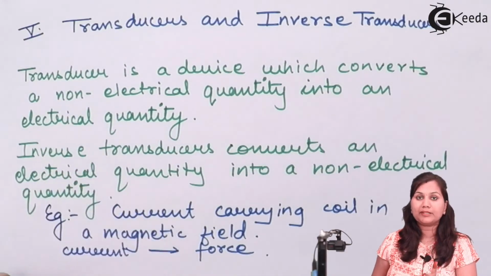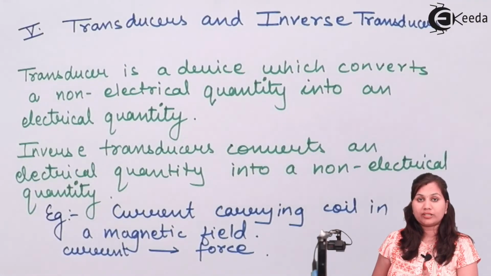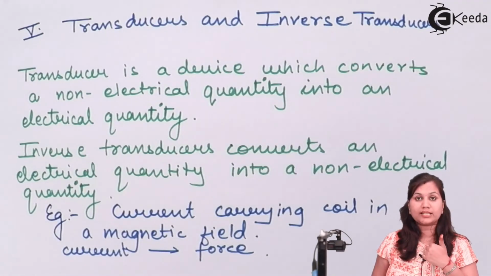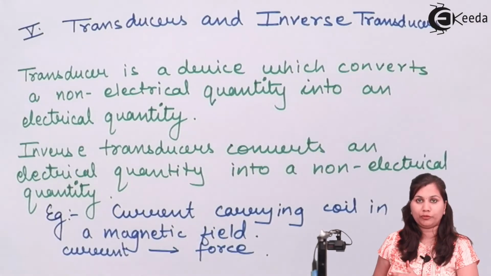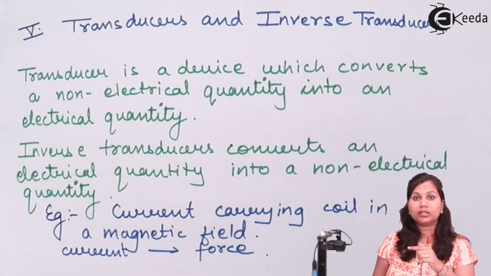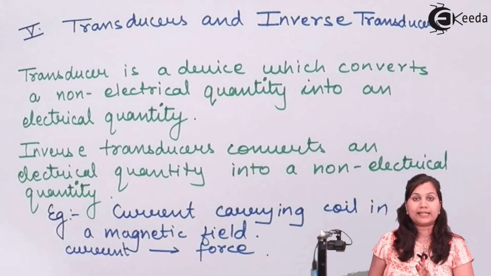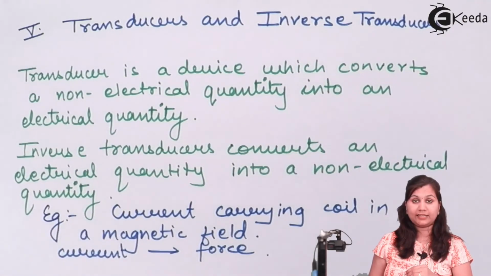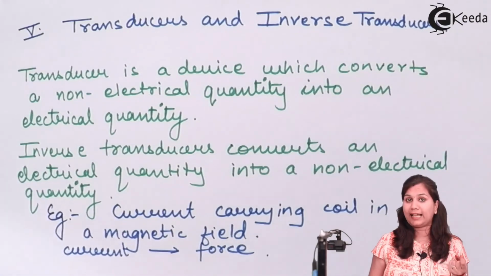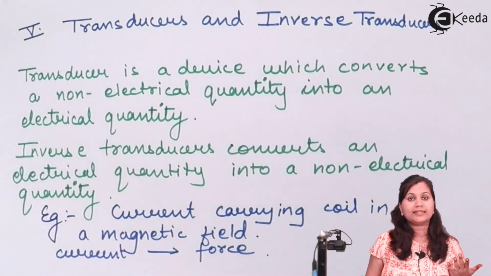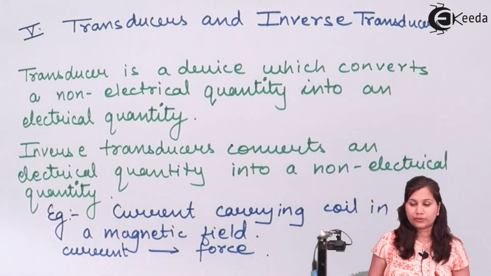Another example is the piezoelectric crystal. Piezoelectric crystal is a transducer also and an inverse transducer also. A transducer because it converts the acceleration into the output voltage, and also an inverse transducer because it can convert the voltage into the acceleration also. So piezoelectric crystal is a unique example which is acting as a transducer and as an inverse transducer also.